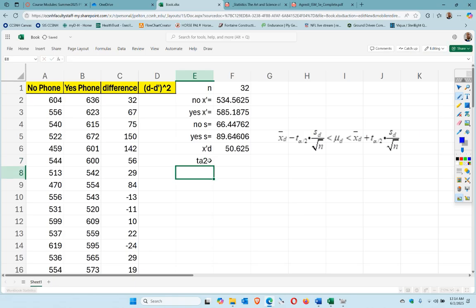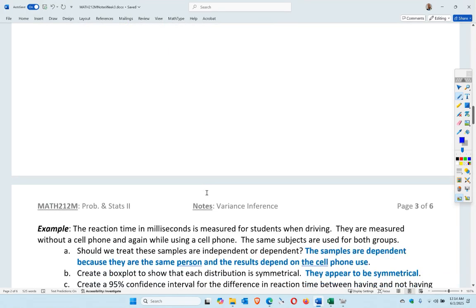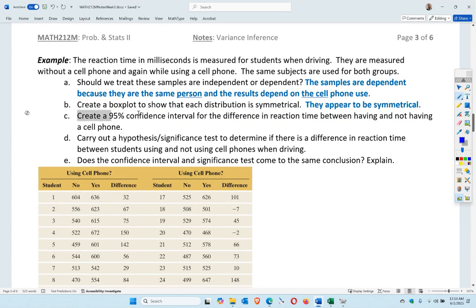Alpha 2. We'll put that. Okay. So 0.975. So what am I doing? T dot inverse 0.975, comma, this minus 1 is the formula. There's our t value. Let's think about why that is, because the problem said, and we read it, figure out a 95% confidence interval. Okay.